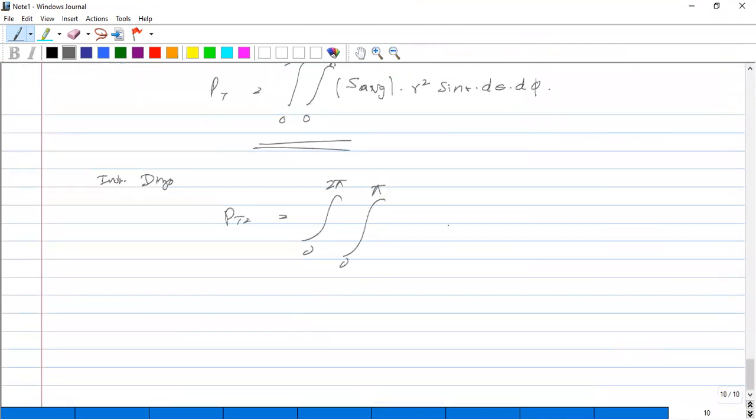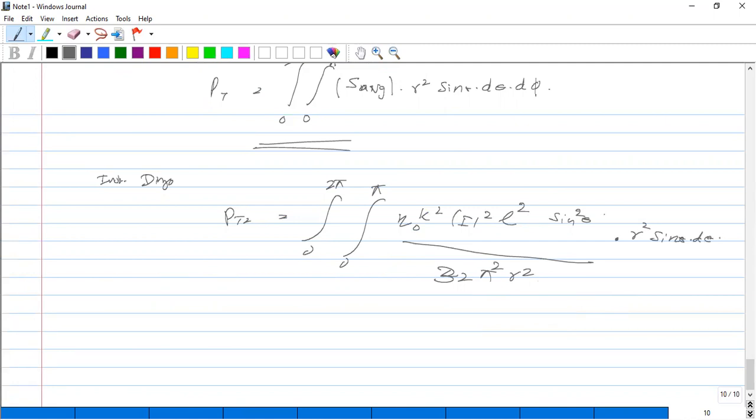Okay, so it will be eta, k square, I magnitude square, l square, sine square theta, divided by 32 pi square r square. So this is the magnitude of S_avg, the average power density magnitude. Okay, and it should be multiplied by r square sine theta d theta d phi.